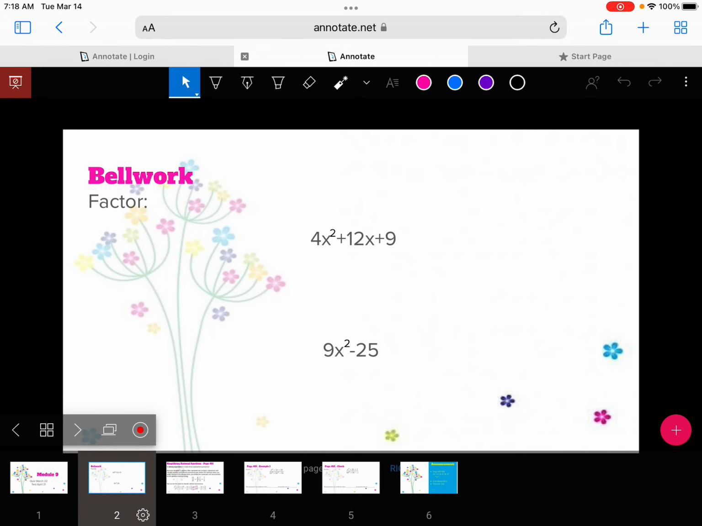Alright, y'all. So let's start looking at this. Factoring. This is the stuff we did yesterday, the around the room kind of thing. And we are practicing that again.